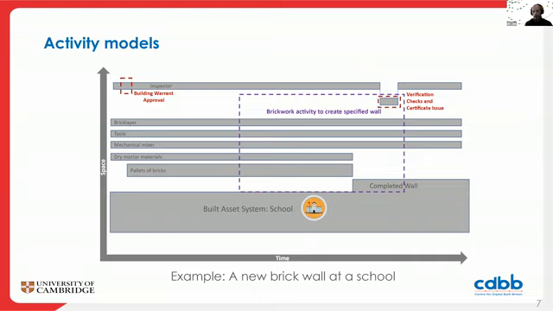So I have a number of diagrams that show how activity modeling can be used to create a representation of what it is that's going on and what's involved in the activities of interest. So in this diagram, I have a built asset system, a school, with something that at some point has a new wall as part of it.